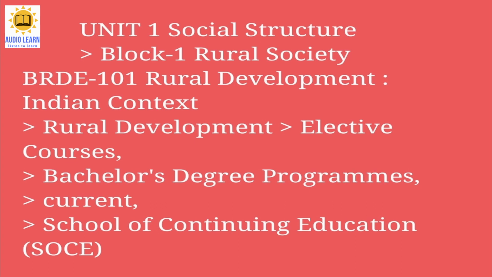1.0 Aims and Objectives. This unit aims at familiarizing you with some of the important features of rural social structure like caste, tribe and class, family, kinship and marriage, religion and language. It will facilitate you in the understanding of Indian rural social structure.